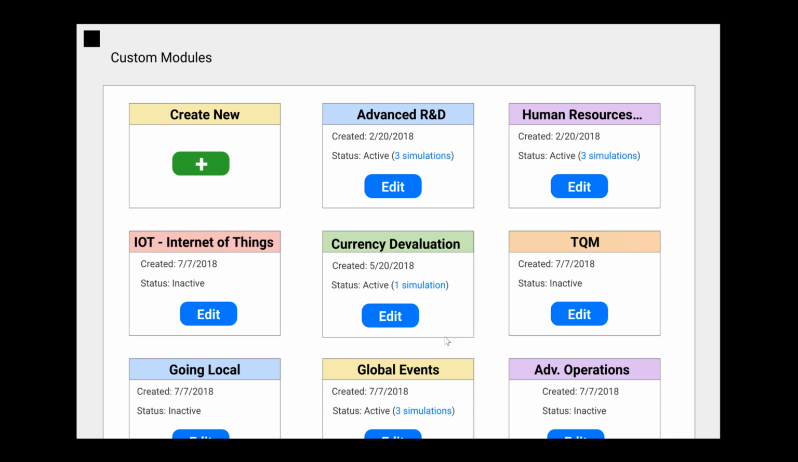Another question from David Nock. Can you have multiple modules active, for example, HR and TQM and advanced operations? Yes, absolutely. So this is something that we've been working on over the past few months, and this is available to anyone. Anyone adding a module can add additional modules on top of that. One of the things we've really had to consider in testing this is how the game actually plays out. When we're introducing these new levels and a new dimension into the system, things change.